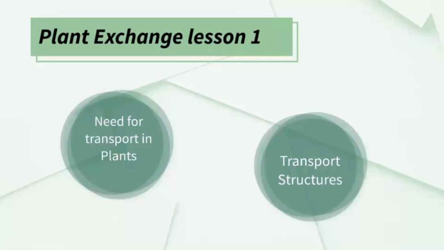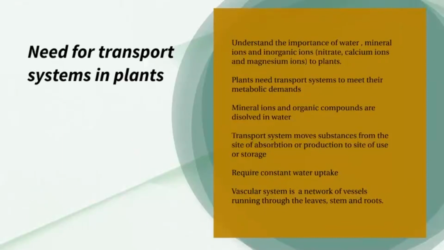So the first thing to talk about is, why do plants need transport systems? Just like animals, plants are multicellular organisms, and because of that, they have a small surface area to volume ratio. So things can't just diffuse in and out of the plant naturally. They need to have different systems in place to allow the efficient movement of things they need throughout the plant. The things that plants do need are slightly different to humans. They need water, mineral ions, and inorganic ions. These include nitrates, calcium, and magnesium. And they need these things to be able to photosynthesize.